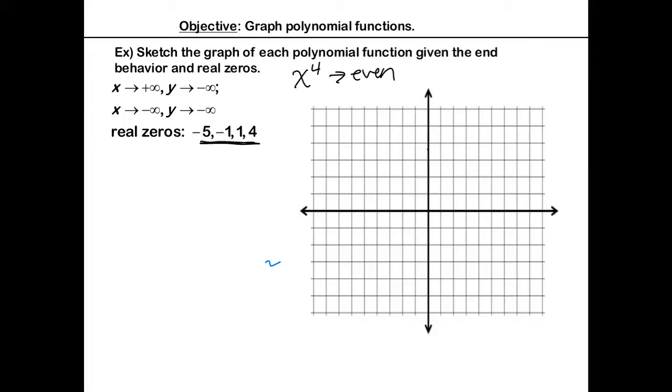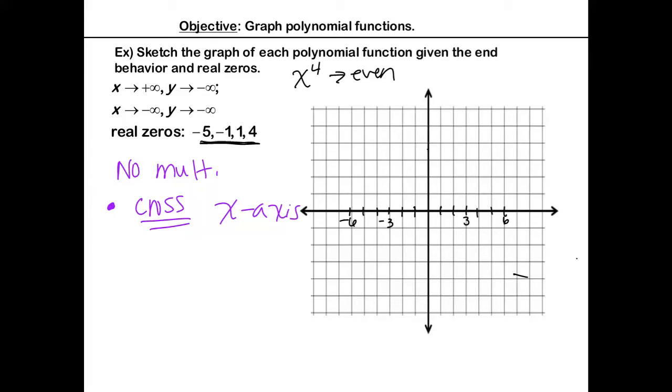So if I look at my x-axis, we can draw the scale. So I have 1, 2, 3, 4, 5, 6, negative 1, negative 2, negative 3, negative 4, negative 5, and negative 6. Notice I still do not have multiplicity, but I want you guys to see what an even function is going to look like. These still have no multiplicity, which means you're going to put a regular dot on all your four zeros, and we're going to cross the x-axis every time. So my zeros, I have negative 5, negative 1, positive 1, and positive 4.